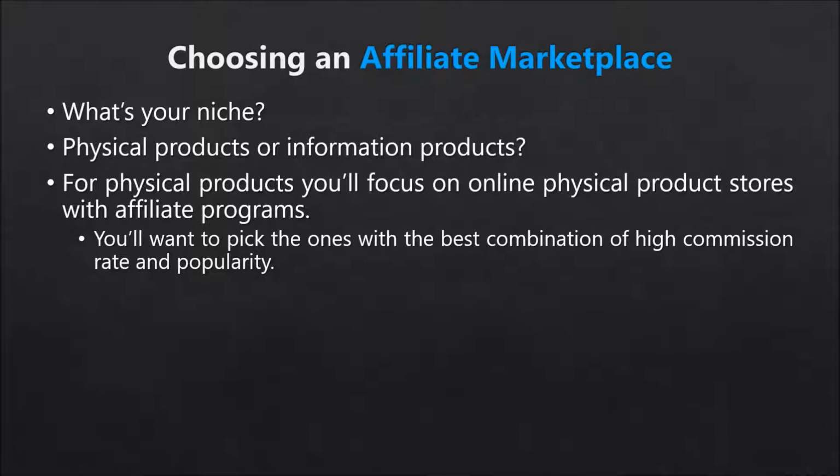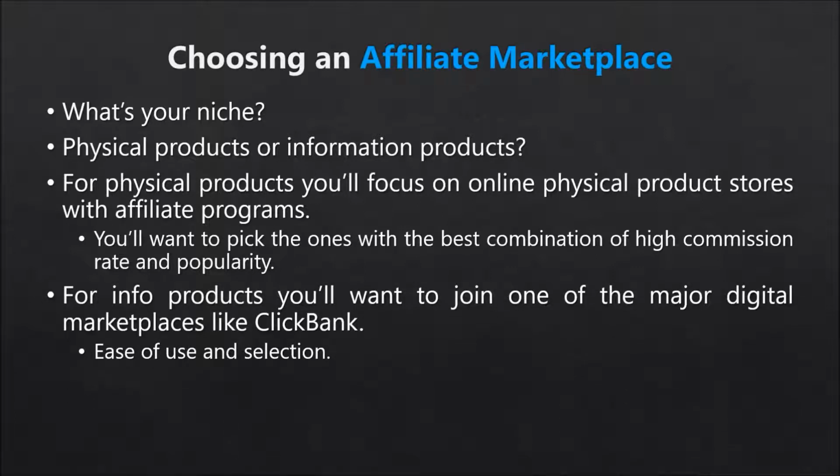For information products, you'll want to join one of the major digital marketplaces like CLICKBANK. Really, all you're looking at here is ease of use and selection. Ease of use has to do with how easy it is to set up an account and start promoting products. Typically, they're all pretty easy as far as account setup, but some marketplaces like JVZoo require you to request approval for each product and wait to be approved by the vendor, while other places like CLICKBANK allow you to pick one and start promoting immediately.